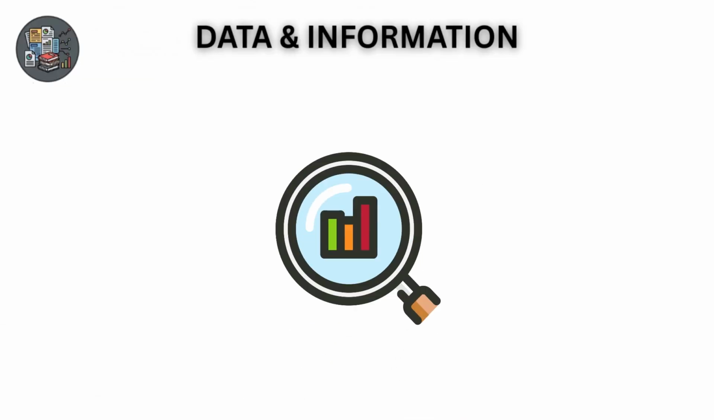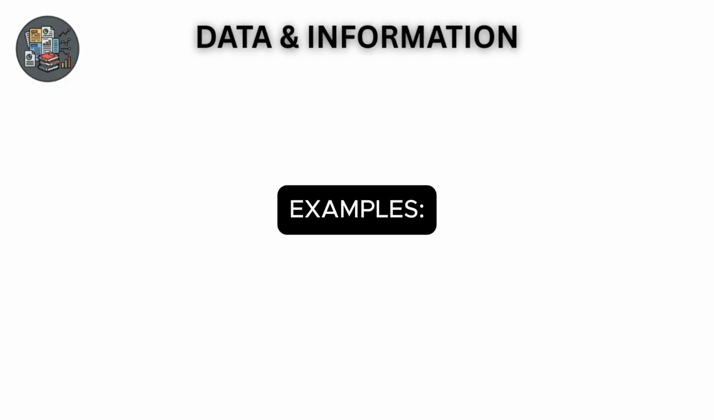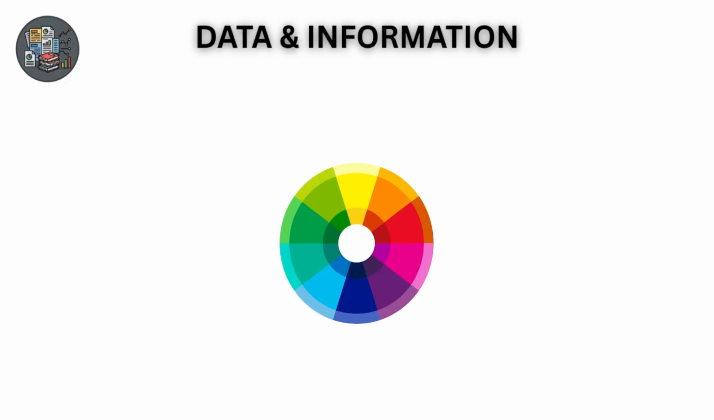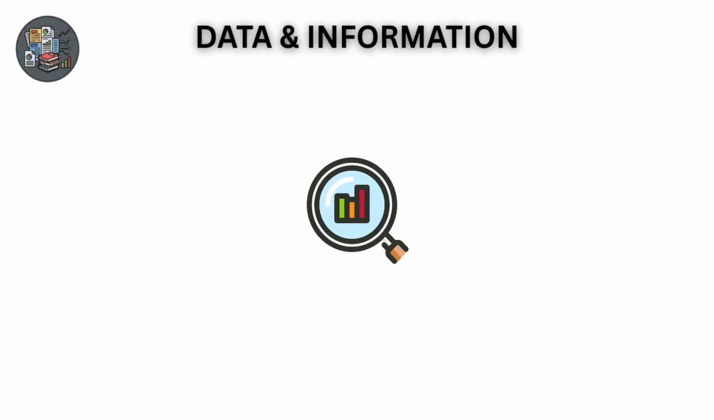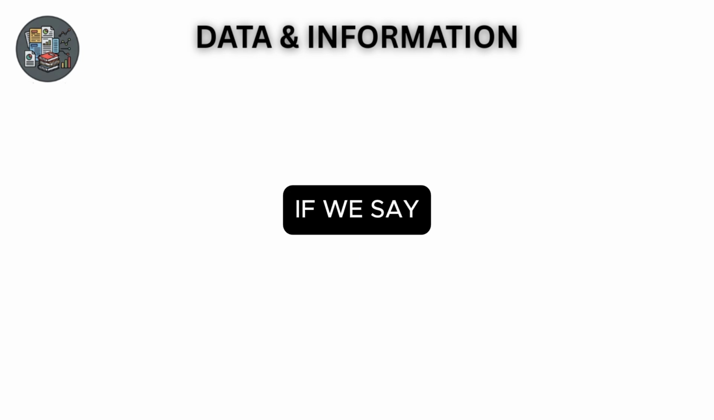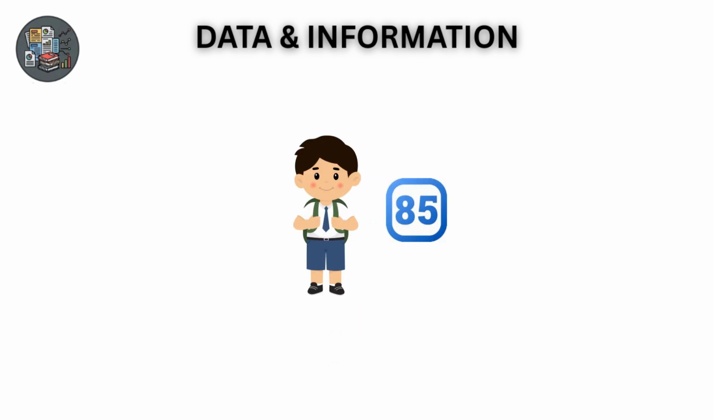Finally, let's understand the difference between data and information. Data refers to raw facts and figures. Examples of data include numbers, names, colors, and measurements. For example, the number 85 by itself is simply data. Information is data that has been processed and given meaning. If we say, John scored 85 on the exam, the data has become useful information because it tells us something specific. Computers constantly transform raw data into meaningful information that people can understand and use.